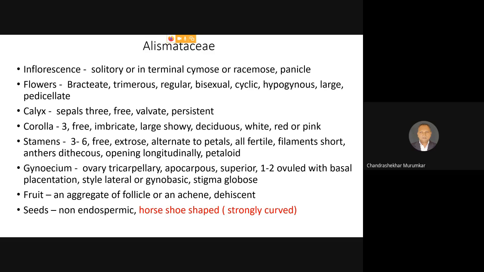As far as the Alismatidae is concerned, the seeds are either single seed per locule or there may be 2 seeds per locule. And obviously because of the ovary, many seeds are produced. The seeds are non-endospermic, so the endosperm is totally utilized, whereas it has a very large embryo. That is again a unique character of monocotyledons.